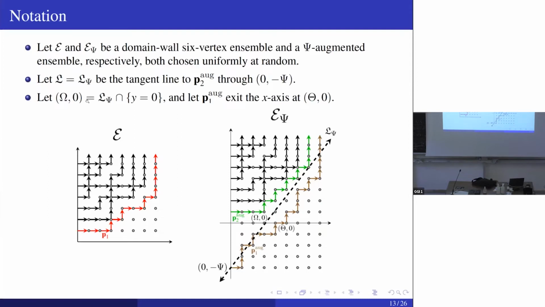So in practice, what that means is that you start by making this dotted line, just a horizontal line through this 0 minus psi. So it looks like this, and then you keep on rotating it until it first hits the green curve. Okay, so this will give you some line, which I'm calling L sub psi, and we'll let omega comma 0 denote the location where L psi meets the x-axis. And we'll further let theta comma 0 denote the location where P1 aug, the brown line in this augmented 6-vertex ensemble, exits from the x-axis. So the tangency statement is that theta is equal to omega, right?